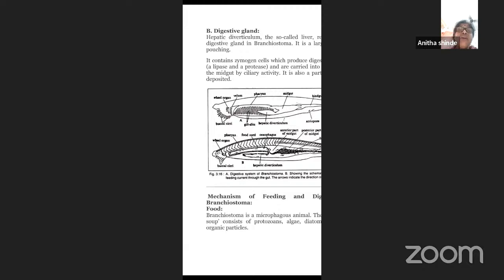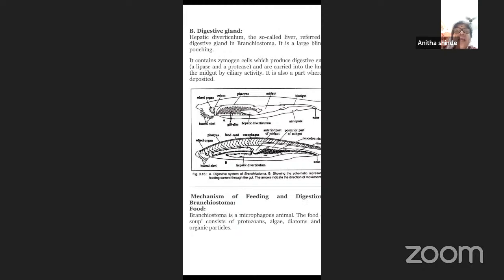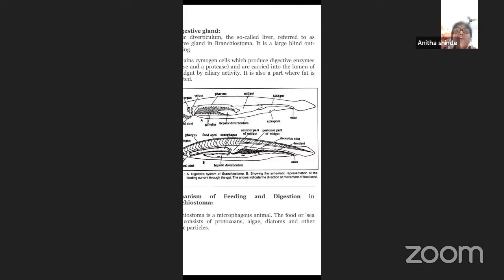So here you have the mouth, then you have the buccal cavity with the buccal cirri. In this region only you find the wheel organ, you have the velum, and this buccal cavity will lead into the pharynx. The pharynx will have the gill slits, also called the pharyngeal gill slits. And the pharynx will lead into the esophagus. And here you have a hepatic diverticulum. Both pharynx and esophagus form the foregut, and this foregut will lead into the intestine. That is, the intestine is divided into two regions, a midgut as well as the hindgut. Okay, and it has an atriopore, and the intestine will finally end with the anus.